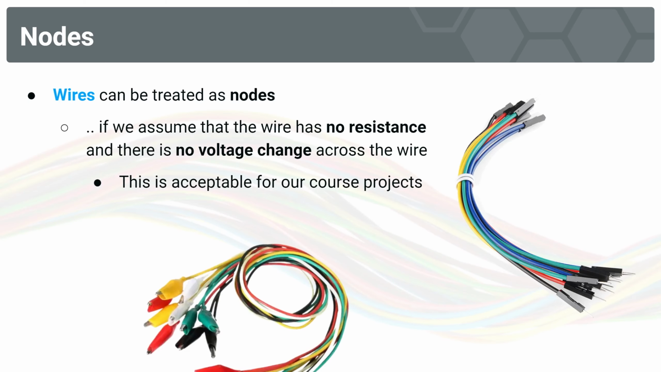All right, moving on. We have wires that you used on your project before to build an LED circuit. Now, wires we can treat as nodes, as long as we assume that the wire has no resistance and no voltage change across it. And while this isn't technically true, and there are conditions in which you cannot ignore the resistance or the voltage change across the wire, for our projects, those conditions are negligible. So again, we can treat wires as nodes, as connections between our branches, our circuit elements.